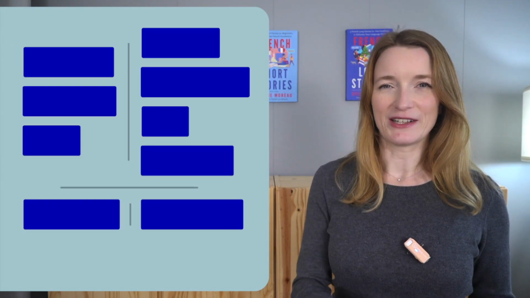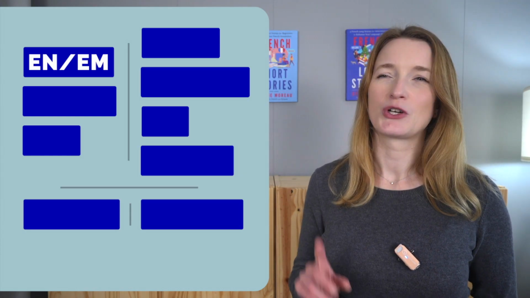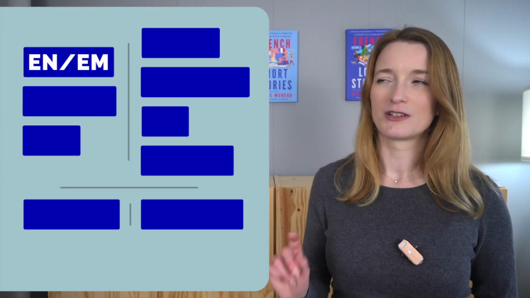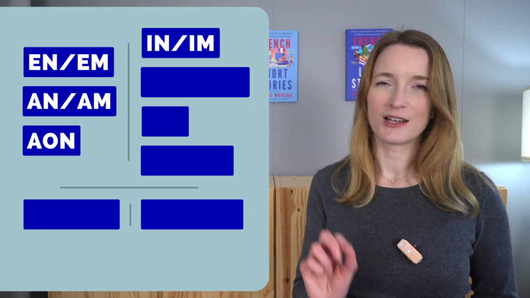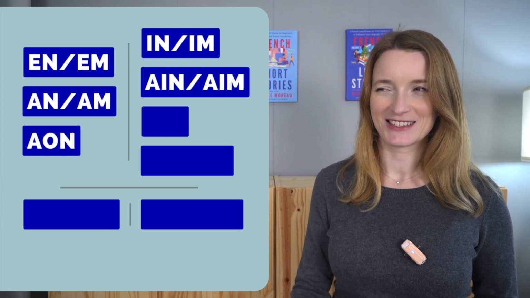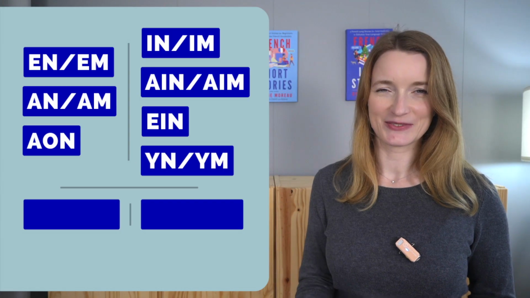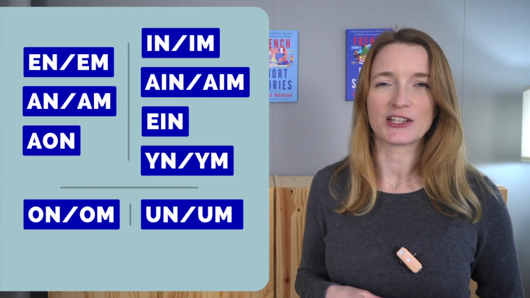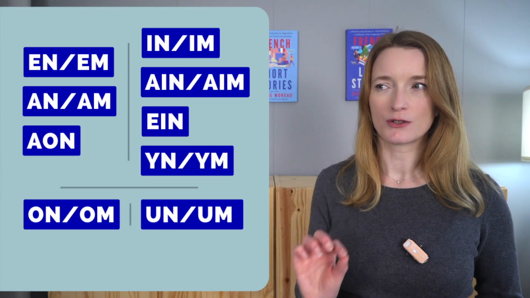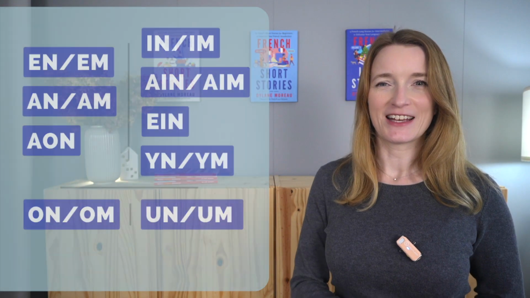Okay? So let's review the 4 different nasal vowels one more time. We have on, on, on. Un, un, un. On, and then we have the 2 pronunciations. We have un, or un. Up to you. And that's it.